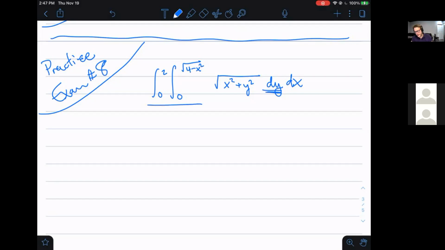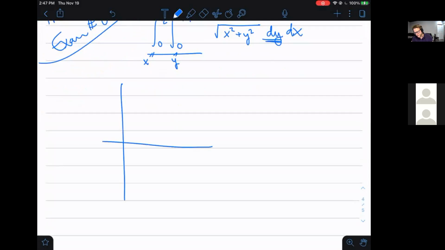And so if I was to go ahead and draw this, we have, first off, some y bounds. We have y equals 0 here, and we have y equals the square root of 4 minus x squared. And then I have x equals 0 to x equals 2. So let's go ahead and sketch these.